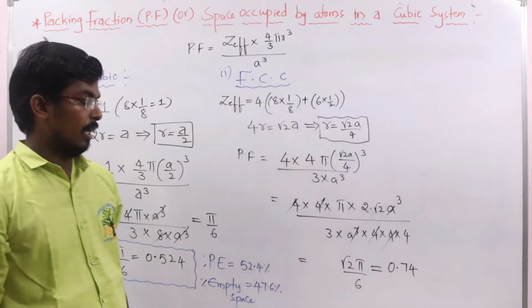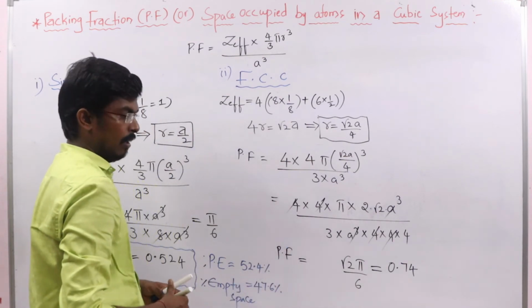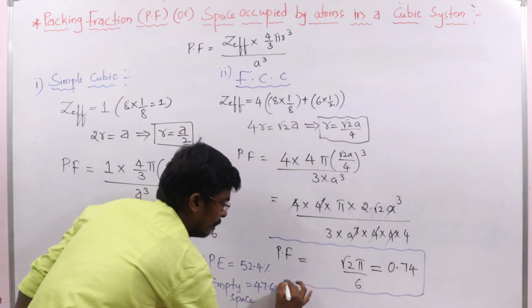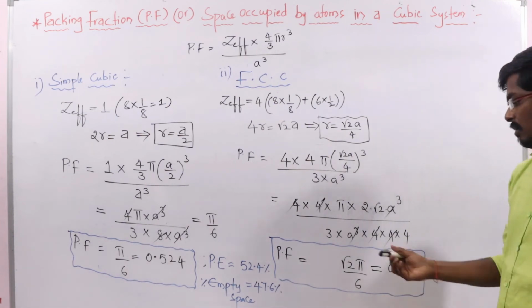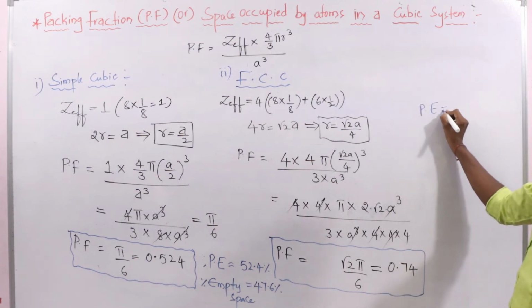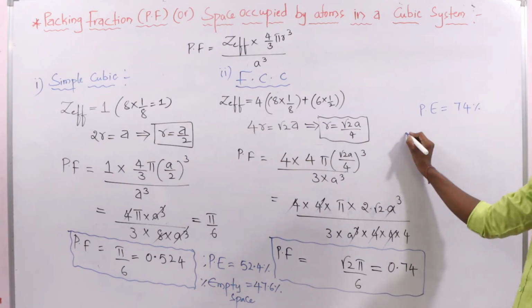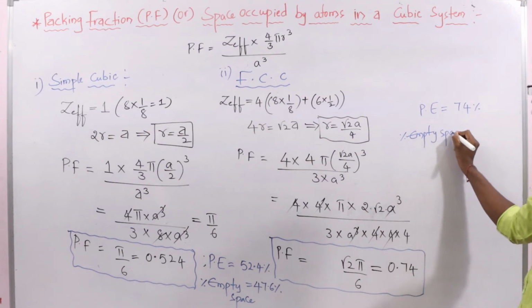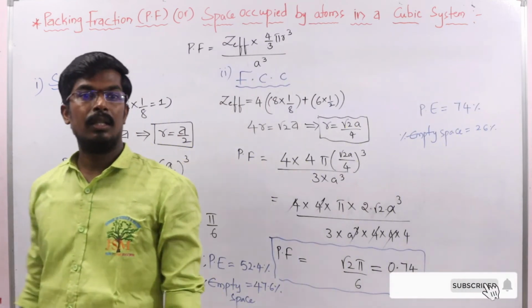So this is nothing but 0.74. So the packing fraction for face centered cubic, how much did we get? Root 2 pi by 6, that is nothing but 0.74. So what is the packing efficiency? Packing efficiency is nothing but packing fraction into 100, so 74%. And what is the percentage of empty space? The percentage of empty space is nothing but 26%. So this is about face centered cubic.